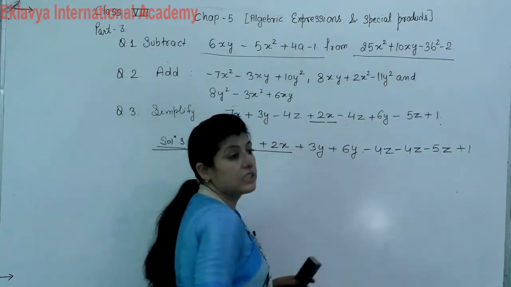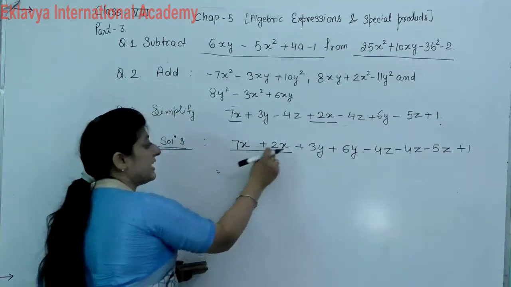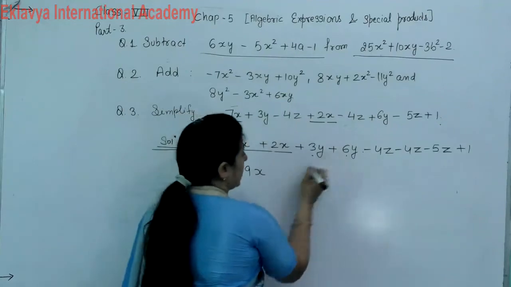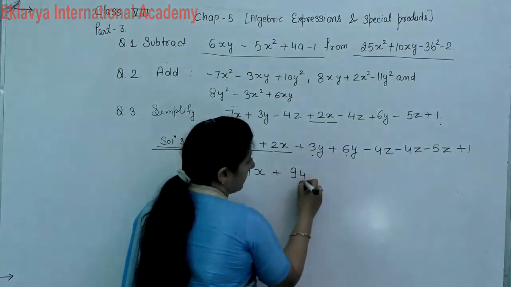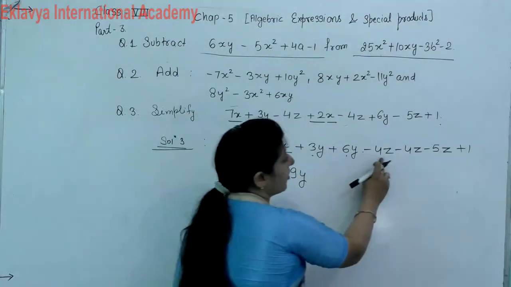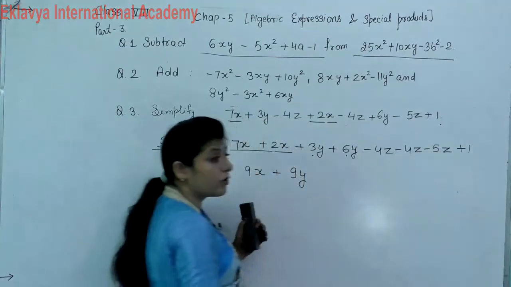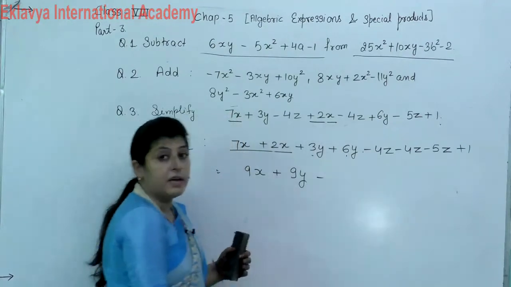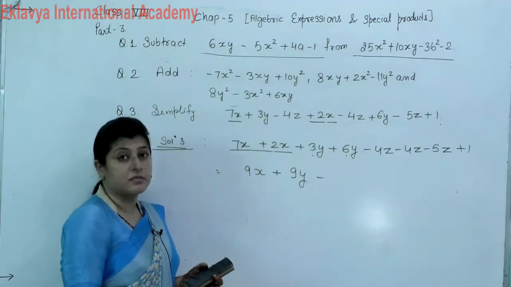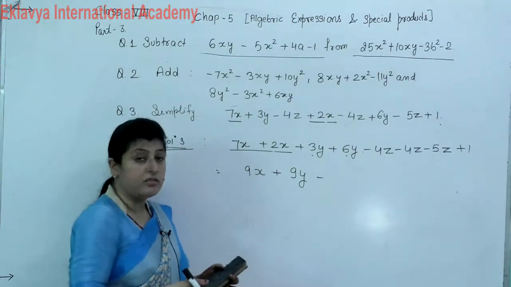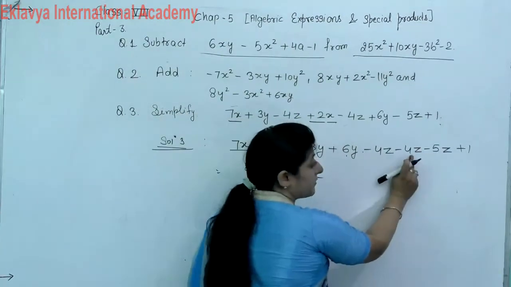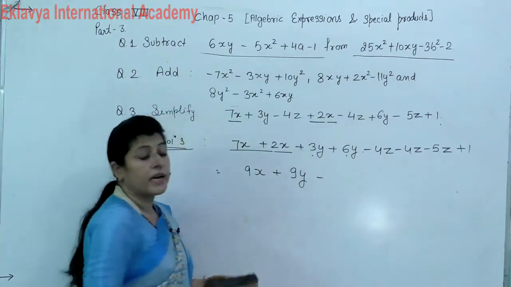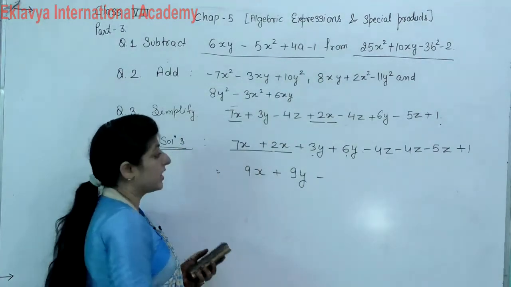Same terms, both are addition. Directly add 7 plus 2, 9, 9x. 3 plus 6, 9y. Minus 4, minus 4, minus 5. All the terms are in minus, so obviously the answer will come in negative. Minus, minus, minus means you have to add all. Minus 4, minus 4, minus 8, minus 8, minus 5, minus 13.